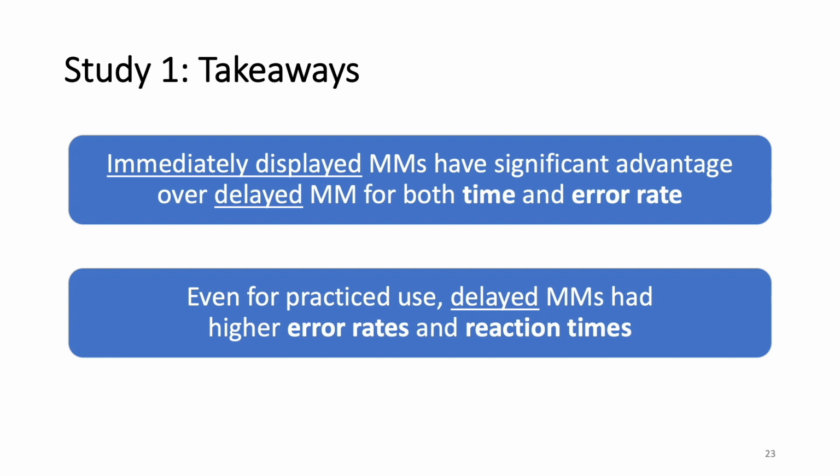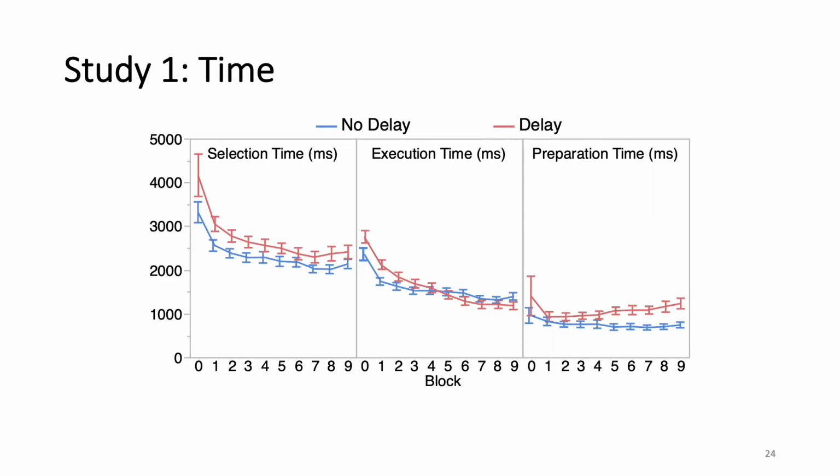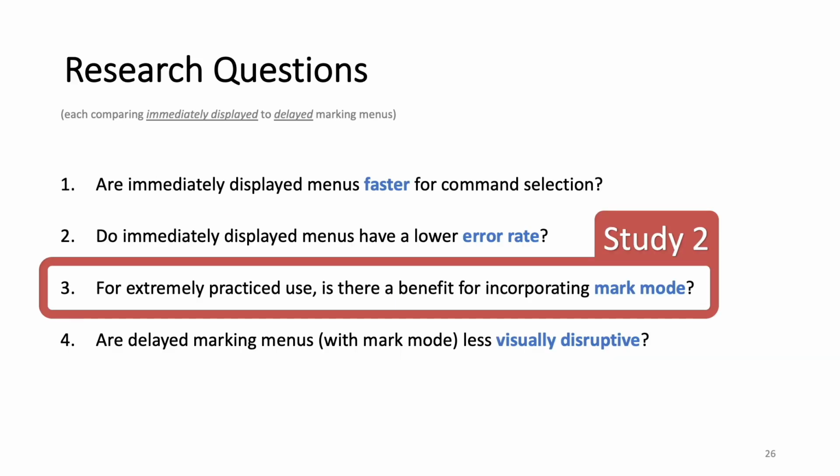We found that these immediately displayed or no delay marking menus have significant advantages over delayed marking menus for both time and error rate. And even for practiced use, in the latter of the 10 blocks, delayed marking menus had higher error rates and reaction times. However, if we revisit this graph, we notice that for execution time, timing seemed to be improving for delay, so we wanted to look into this usage further.